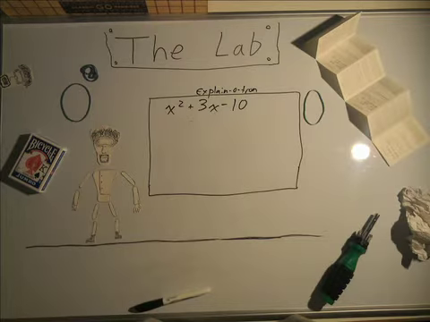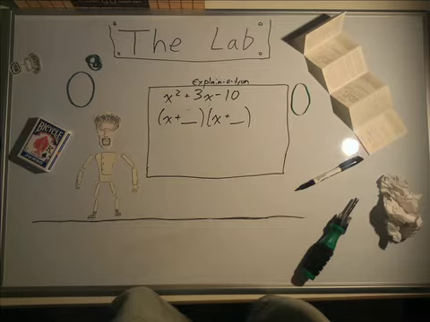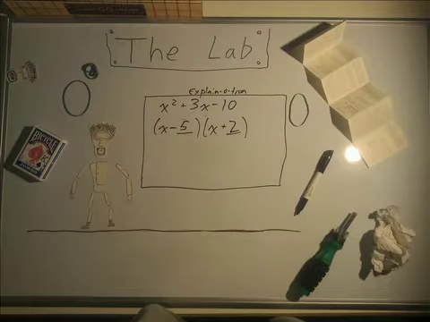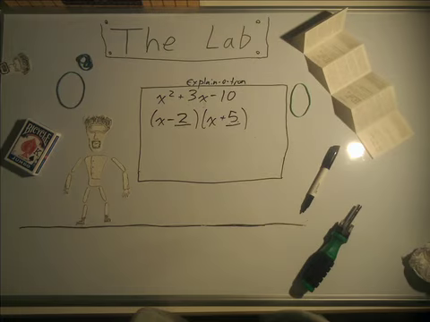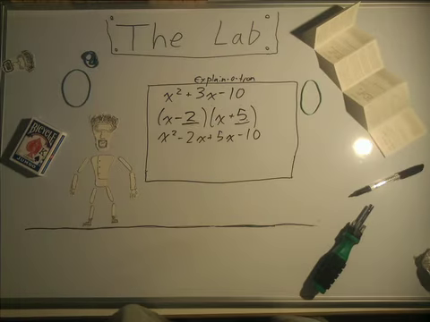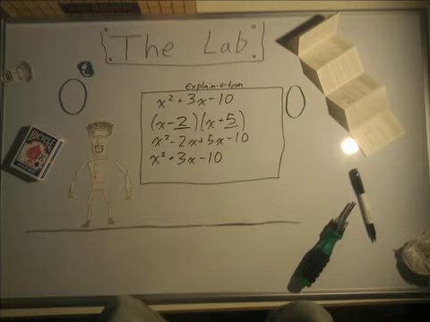Here's another one. Here, the last two terms need to multiply to negative 10. We try plugging in negative 5 and 2 for the blanks. Not quite, but how about negative 2 and 5? There it is. The answer is x minus 2 times x plus 5.